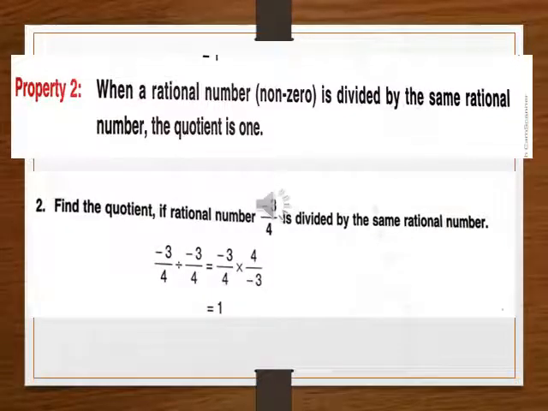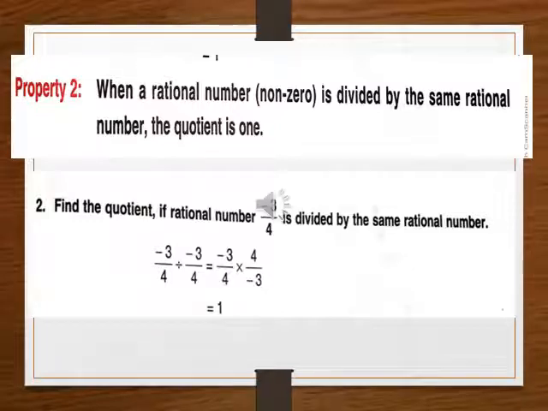The second property: when a non-zero rational number, it is not 0, we don't have to take 0 here, is divided by the same rational number, the quotient is 1. We know this property from previous classes: when we divide the same number by the same number, 2 divided by 2 equals 1. Yes, it is. So here also it is the same. When we divide a rational number by the same rational number, the answer is 1. But we will see how we get the 1.